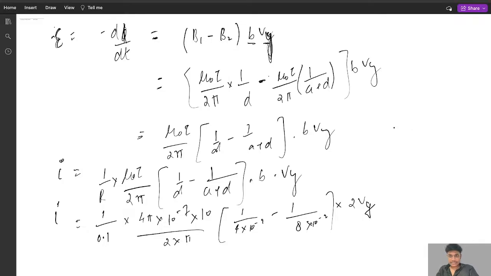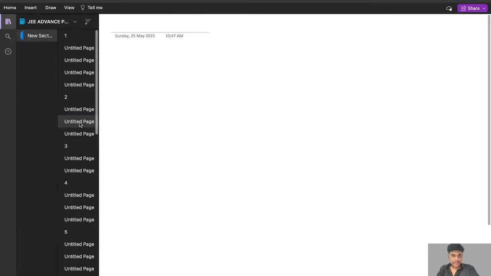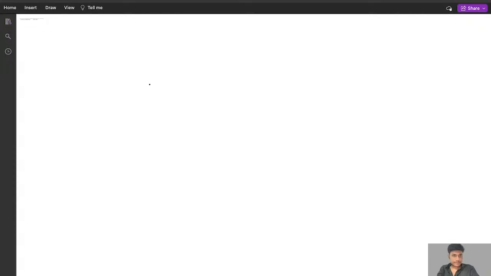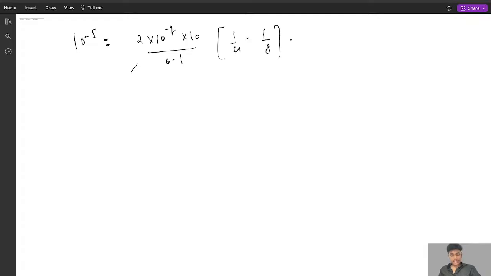Wait a minute, I think ये ये थोड़ा अटक रहा है, एक सेकंड. Okay, so from here we get I, that is 10 microampere, that is equal to 10 raised to power 5 is equal to 2 into 10 raised to power minus 7 into 10 upon 0.1. मैं कैलकुलेशन प्लीज आप खुद से कीजिए. ओके, अगर कैलकुलेशन करूंगा तो वीडियो बहुत लेंदी हो जाएगा. Into 2 into vy. From here we get vy is equal to 2, right?